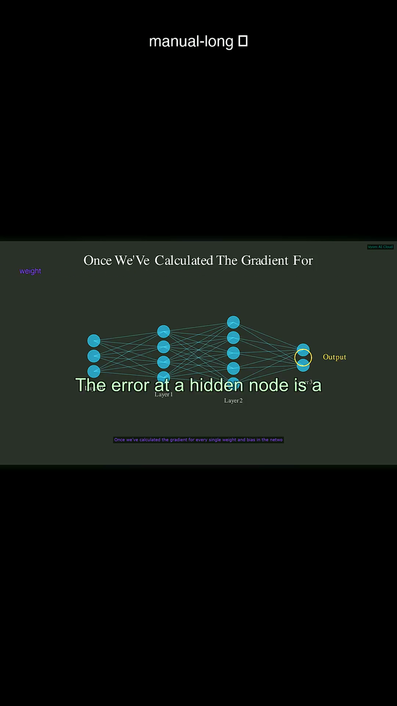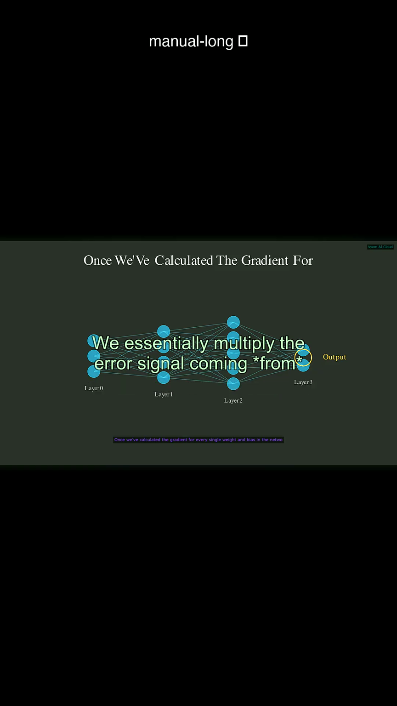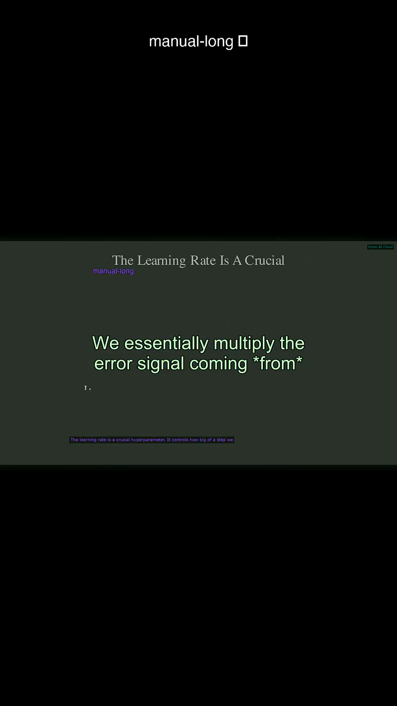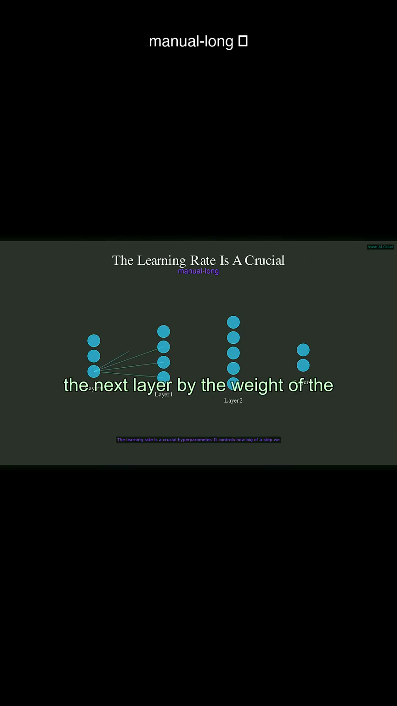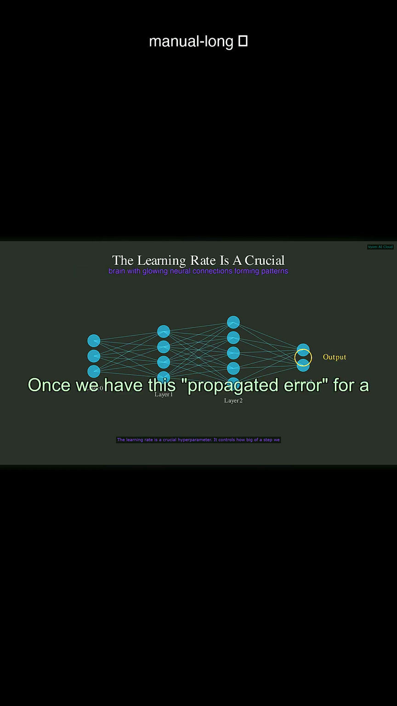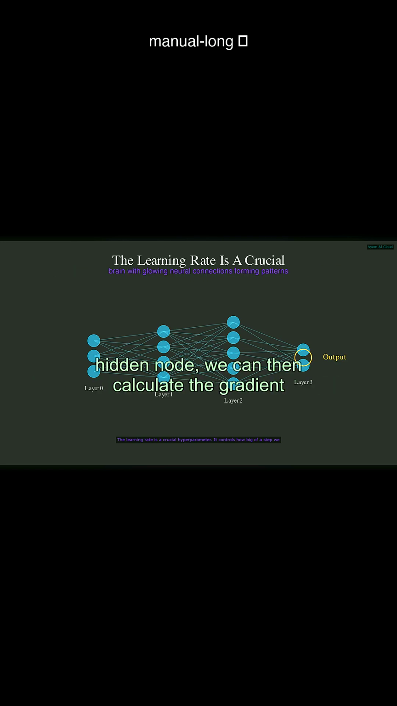The error at a hidden node is a combination of the errors it contributed to all the subsequent nodes it connects to. We essentially multiply the error signal coming from the next layer by the weight of the connection it traveled through. Once we have this propagated error for a hidden node, we can then calculate the gradient for the weights connecting to that hidden node from the layer before it.